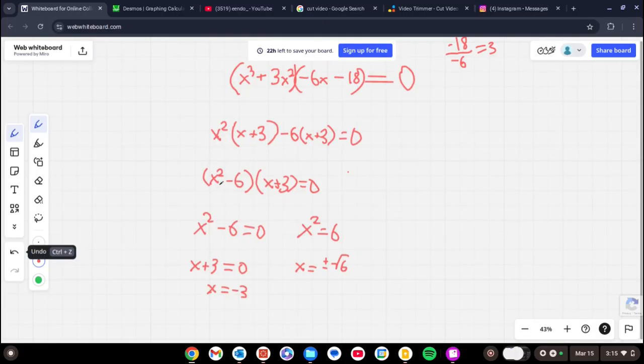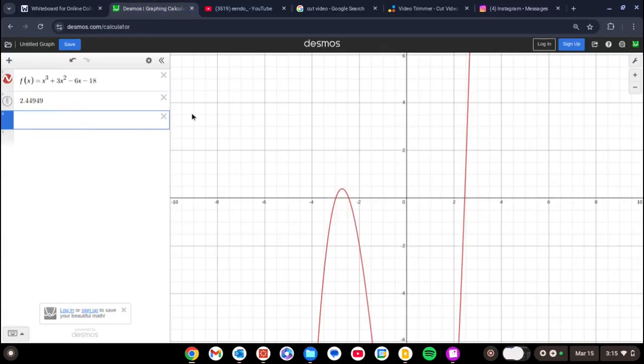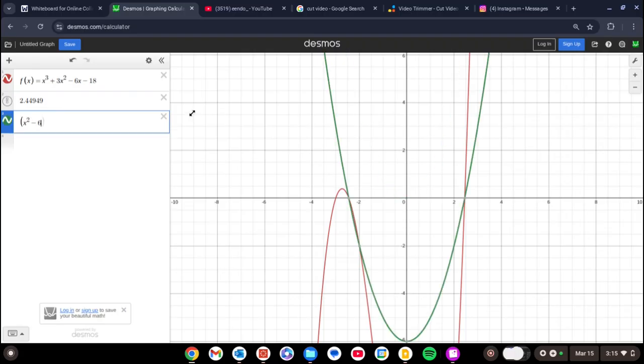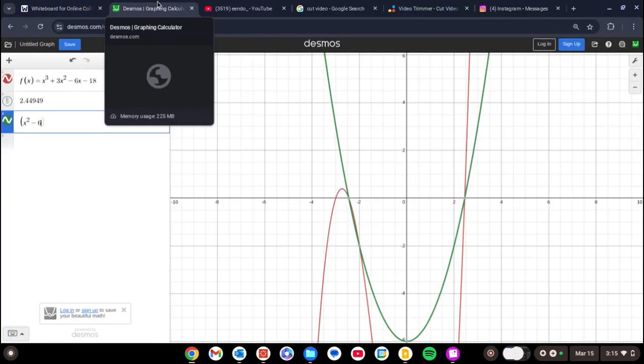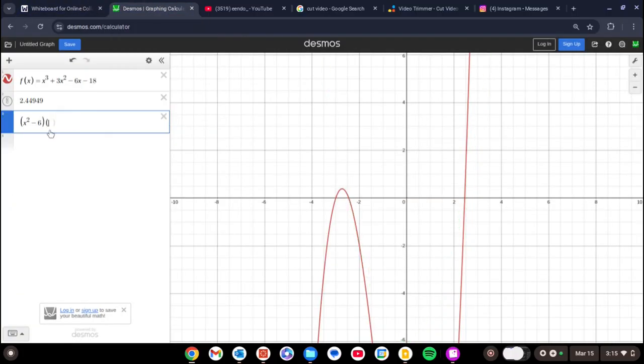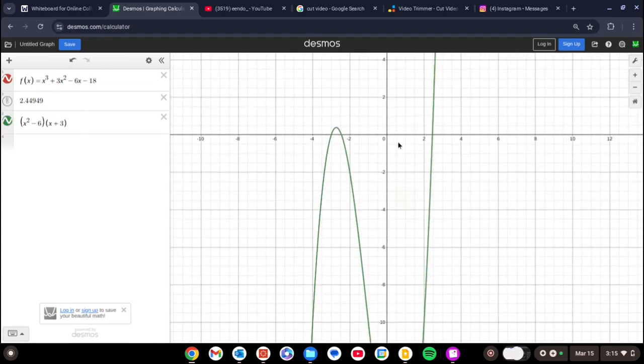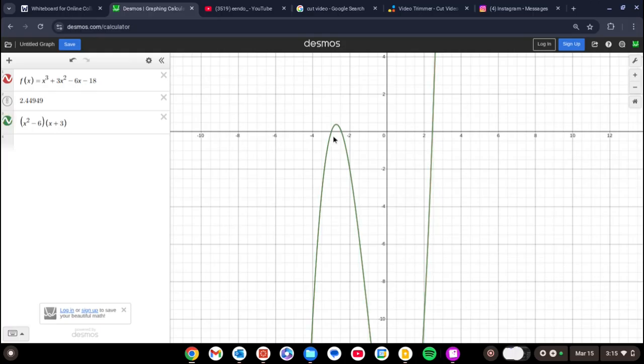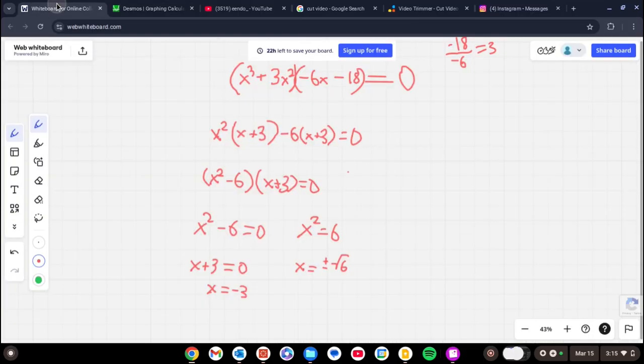So let's take this one, x squared minus 6 times x plus 3. Let's type this in. Make sure I'm actually typing it in right, because that's important. Times x plus 3. And the graphs are right on top of each other, which means that, yes, this equation is the exact same as this one. So we just proved that you can get the roots by factoring with grouping.